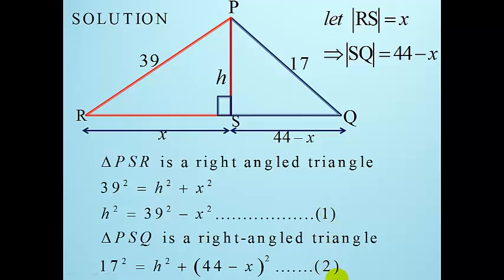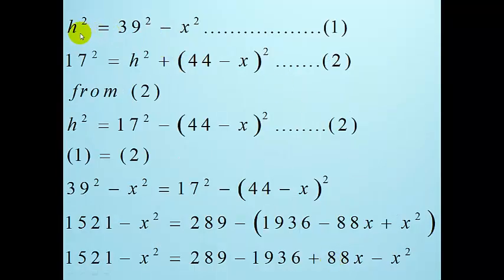Now these are the two equations we have. From equation 1, we had h squared is equal to 39 squared minus x squared. And from equation 2, we have 17 squared equals h squared plus (44 minus x) all squared. Now from equation 2, if you try to make h squared the subject, that means that plus (44 minus x) all squared becomes minus (44 minus x) squared on the left hand side. And so when the left hand side becomes the right hand side and the right hand side becomes the left hand side, equation 2 now becomes h squared is equal to 17 squared minus (44 minus x) all squared. It's still our equation 2.